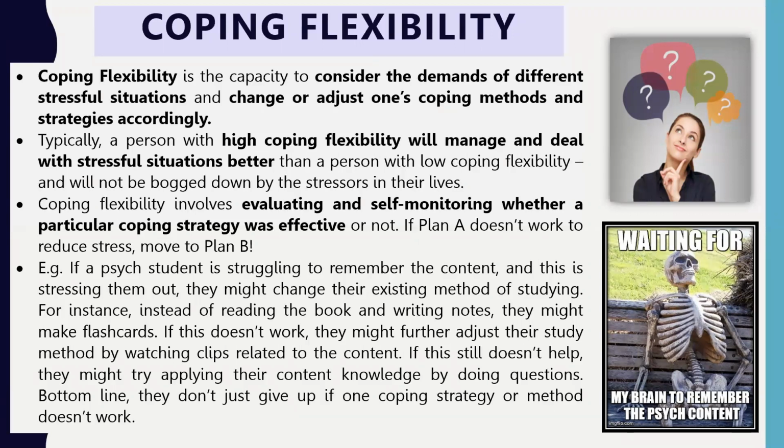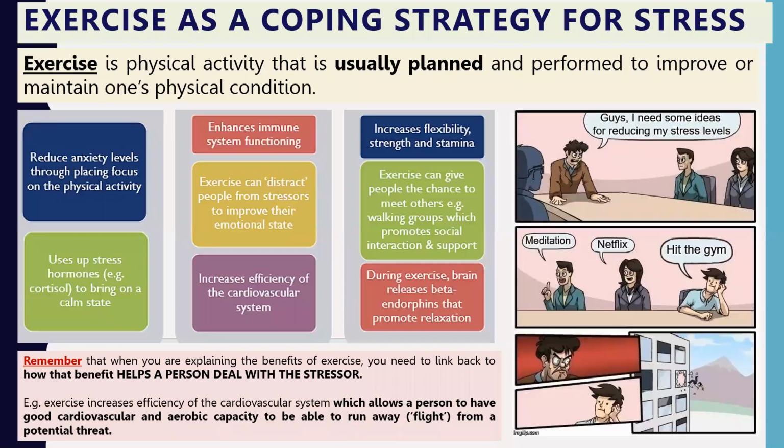Whereas student B might give up straight away. They might be like, you know what, I don't get this content. I've read through Miss Farouin's slides. It doesn't make any sense, whatever. I'm just going to give up. I'm going to hope that there's not a question on this in the SAC. I just don't want to do this anymore. So they give up a little bit more easily rather than exploring other options. Okay, so that is basically what coping flexibility is.